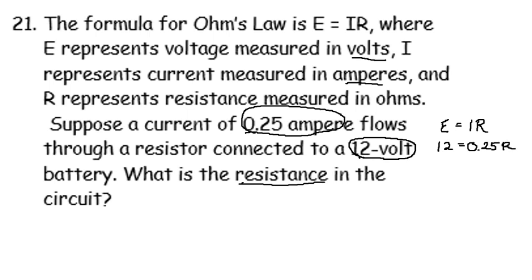So there's the equation already set up for you. Now all you have to do is solve that equation. We're trying to get R all by itself. So in order to do that, we need to divide by 0.25 on both sides of the equal sign. And that would give you R equals 48.